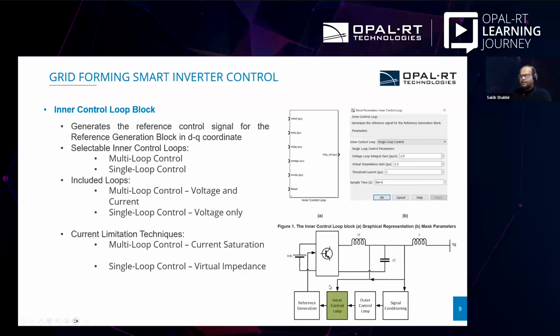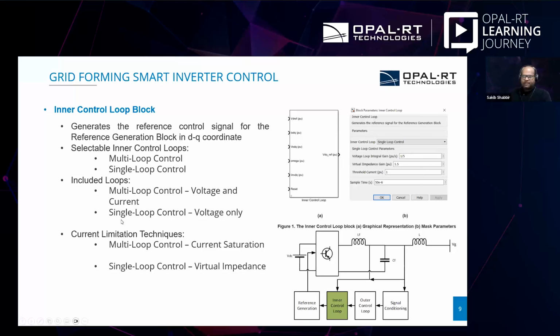Then the next control loop is the inner control loop, and the main objective of this inner control loop is to execute the reference that was set by the outer control loop. It also performs the inner synchronization. With the current versions, in the inner control loop, we have a multi-loop control and a single loop control. In the multi-loop control, we have both a voltage and current loop control for the inner synchronization, whereas in the single control loop, we only have the voltage control loop, as we do not have any current control loop.